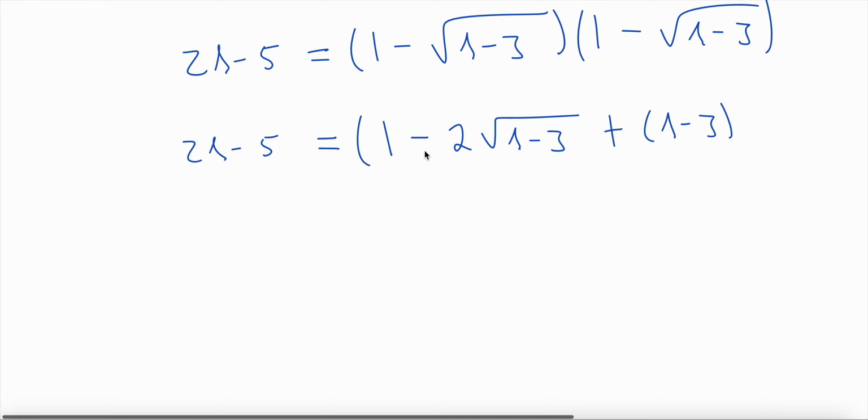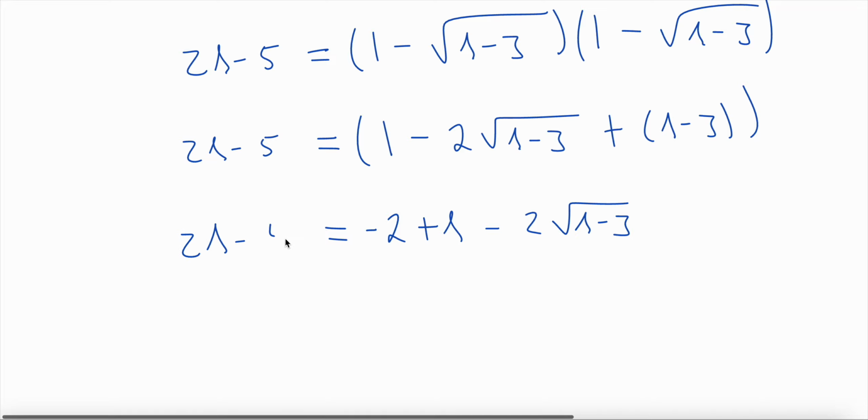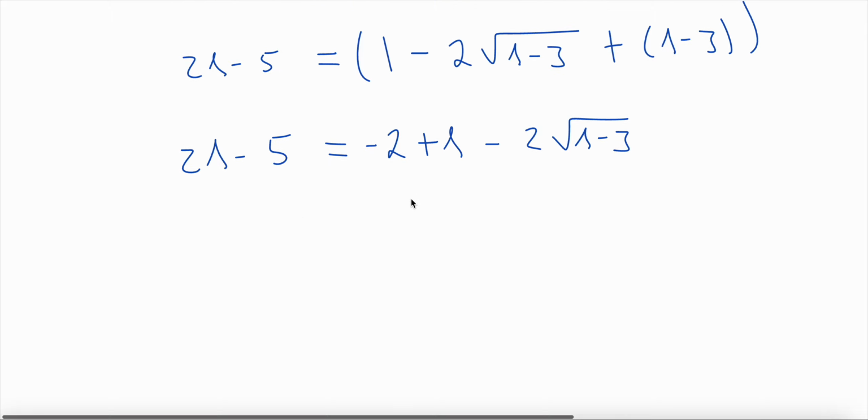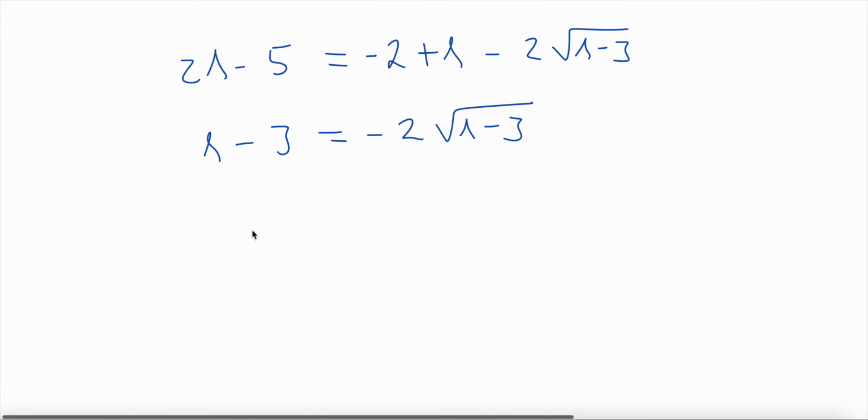And now combining like terms here, we're going to have this equals, so 1 and negative 3, that's going to be negative 2. Then we have that h there, so that's going to be plus h, and then we're still going to have this minus 2 times the square root of h minus 3. 2h minus 5 on the left. Now let's add 2 to both sides and subtract h from both sides. And we're going to be left with h minus 3 equals negative 2 times the square root of h minus 3. Now let's divide both sides by negative 2.